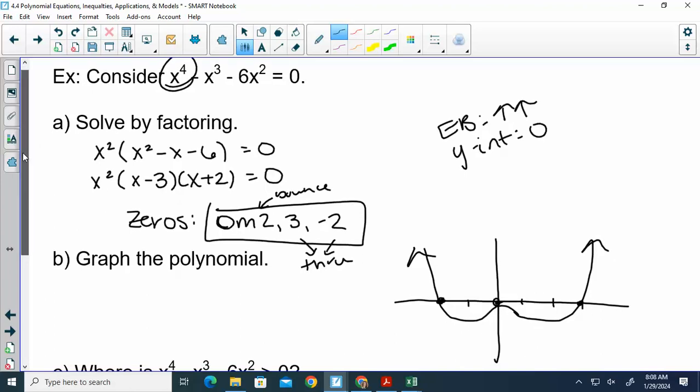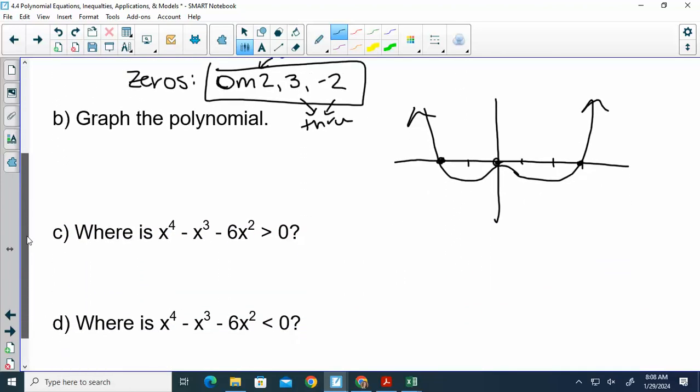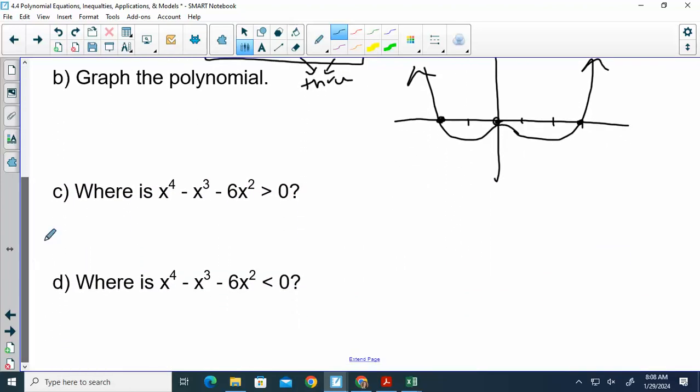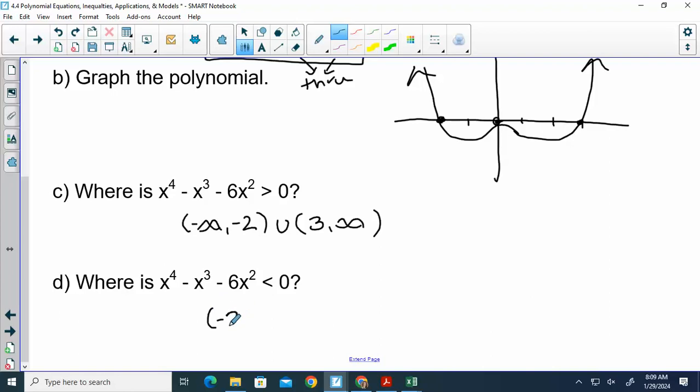The last two, those were the only two parts I had you guys do, but now I want to use this graph to answer a couple questions. Where is this graph greater than 0? Good. Where is this graph less than 0? Is it?